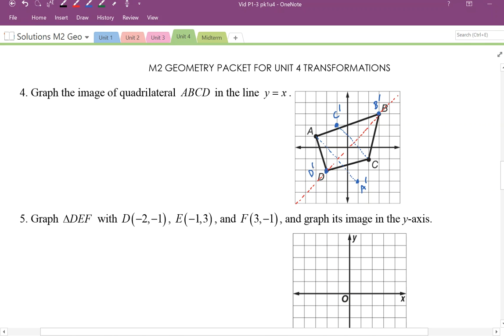And then I'll reconnect. So A goes with B, B goes with C, C goes with D, and then D gets connected to point A. So now I've reflected A, B, C, D over the line y equals x.